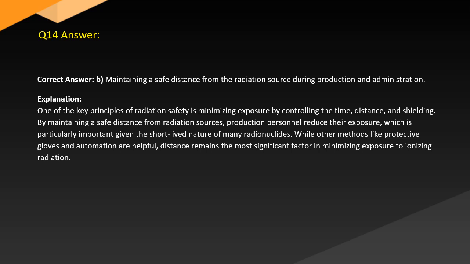Answer. Correct answer: B. Maintaining a safe distance from the radiation source during production and administration. Explanation. One of the key principles of radiation safety is minimizing exposure by controlling the time, distance, and shielding. By maintaining a safe distance from radiation sources, production personnel reduce their exposure, which is particularly important given the short-lived nature of many radionuclides. While methods like protective gloves and automation are helpful, distance remains the most significant factor in minimizing exposure to ionizing radiation.